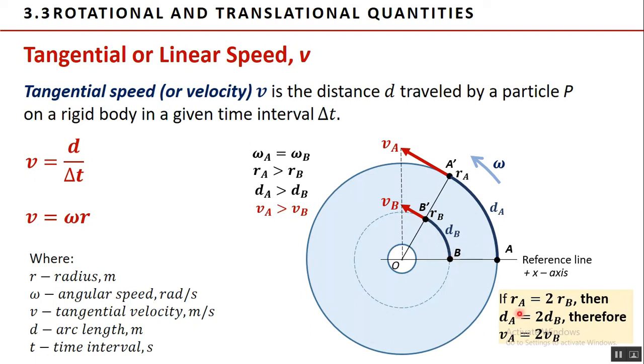In this figure, if the distance of point A is twice the distance of point B from the center, then when a disk rotates, the arc length traveled by point A is also twice the arc length traveled by point B. Therefore, the tangential speed of point A is also twice the tangential speed of point B.